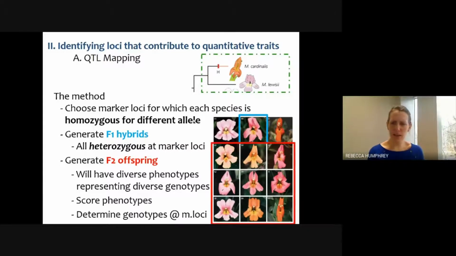Why are we doing this? What's the logic behind this? Oh, sorry. We also have to determine the genotypes of each of the F2 individuals at the marker loci. So we just do this with basic genetic analysis, sequencing. Okay, figure out what genotypes the individuals have at their marker loci. So then we can make a connection between phenotype and genotype. Genotype for the marker locus, which might not be actually controlling the phenotype.